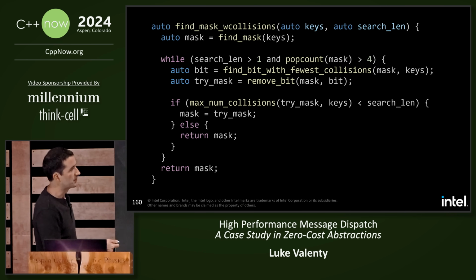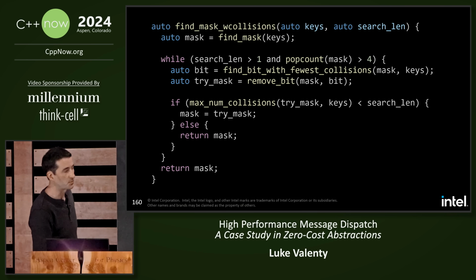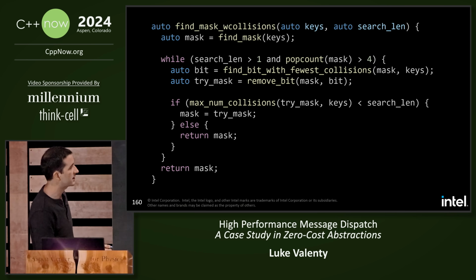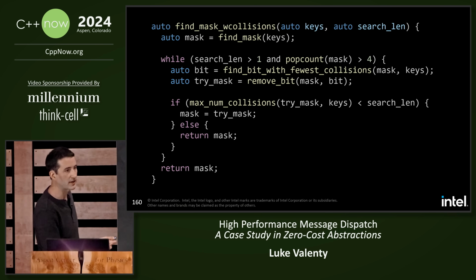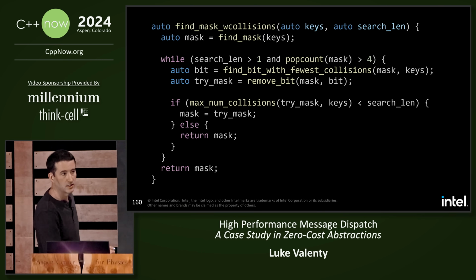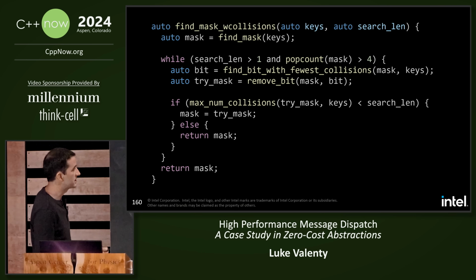And then we check the maximum, like the worst case number of collisions. What's the largest bucket that we're going to have to deal with? If it's still less than our max search length, we're like, okay, we're going to keep that, and then we're going to go through again. We're going to keep removing bits. We're going to keep trying to remove bits that cause the least number of collisions.